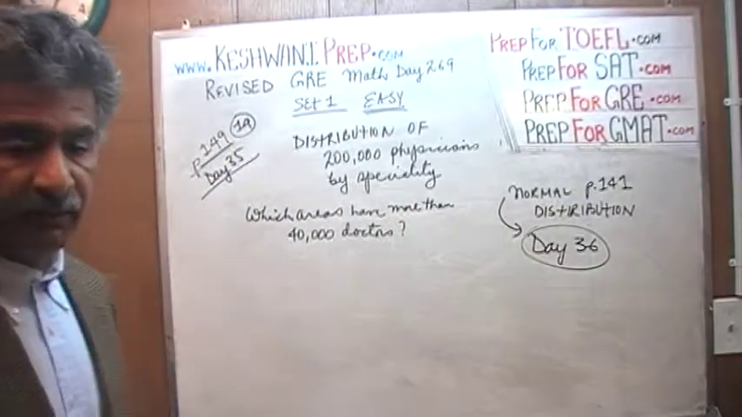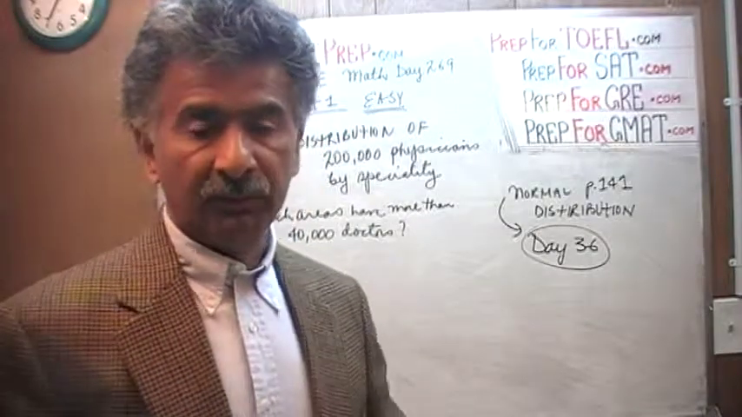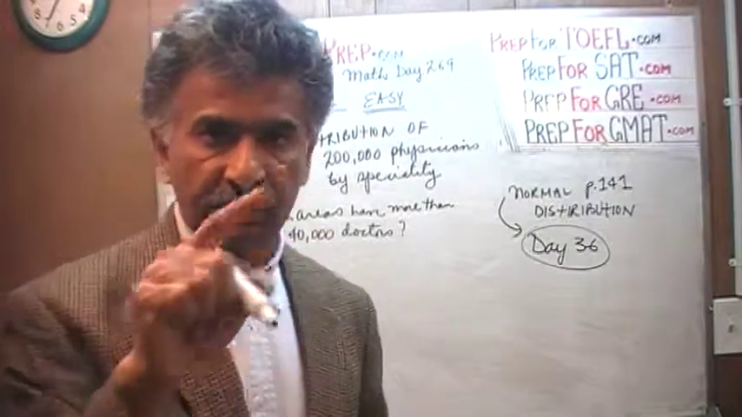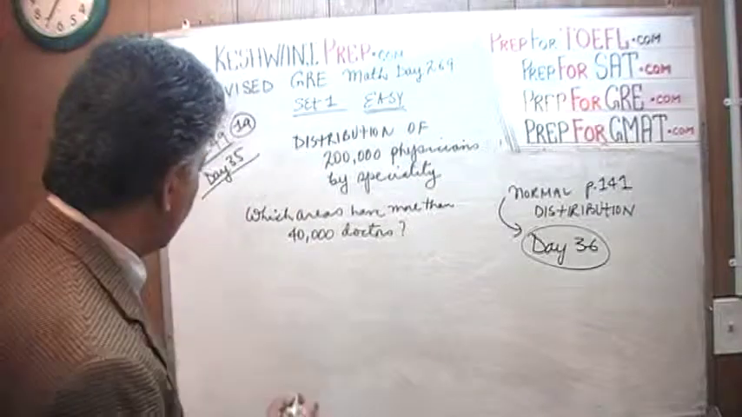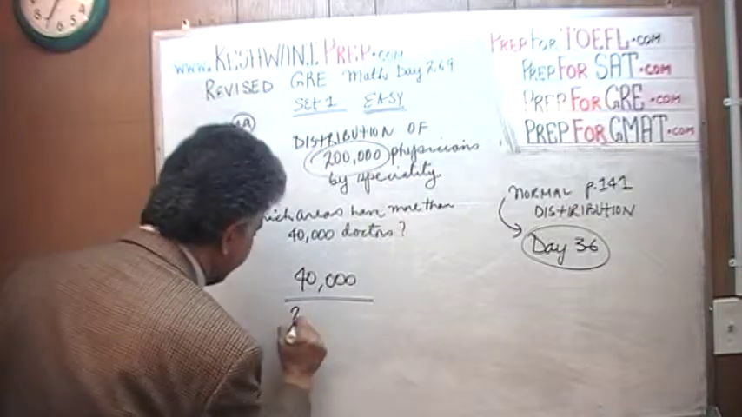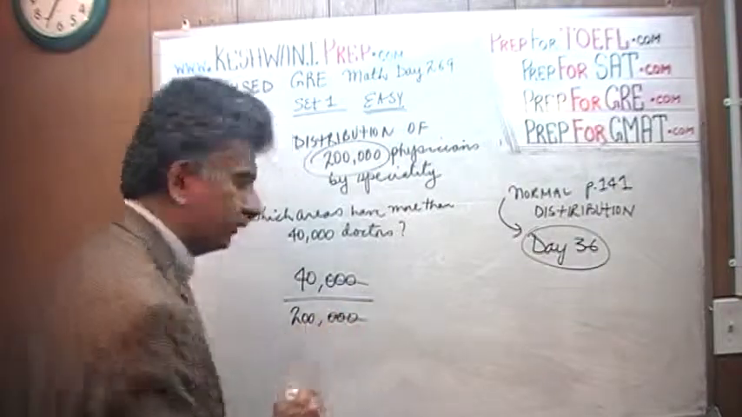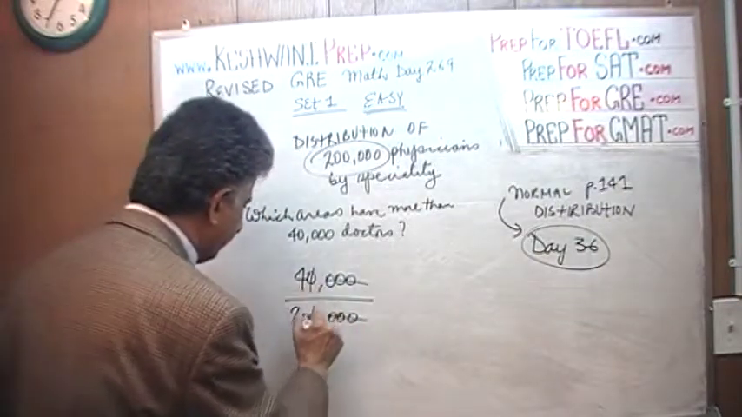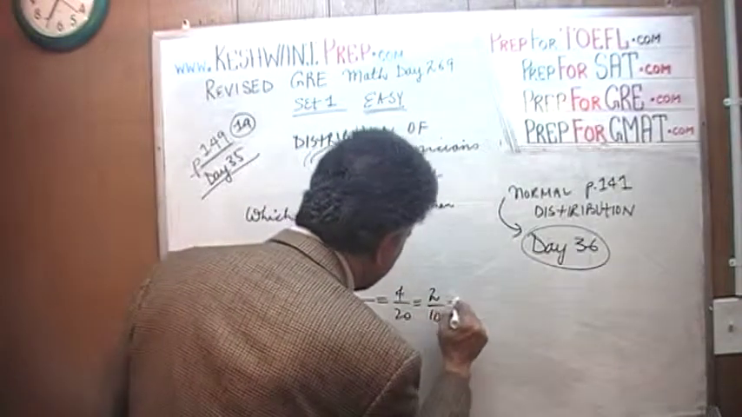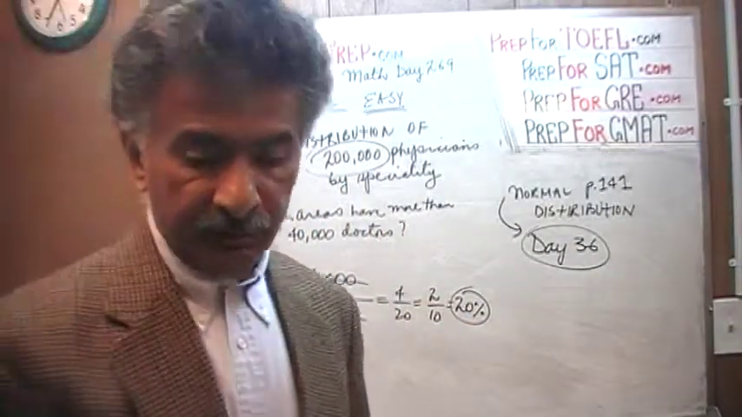Well, since it's a pie chart, the very first thing we need to do is figure out what 40,000 represents as a percentage of the total amount, because that's how we show it in the pie chart. A pie chart is a circular graph where 360 degrees of the circle represents 100% of the distribution. So we have 40,000 doctors that we're looking for out of 200,000. If we divide top and bottom by 1,000, we can get rid of 3 zeros. Divide again top and bottom by 10, we have 4 over 20, and 4 over 20 of course is the same as 2 over 10, which is 20%. So we're looking for the areas that are more than 20% in the chart. So let's take a look.